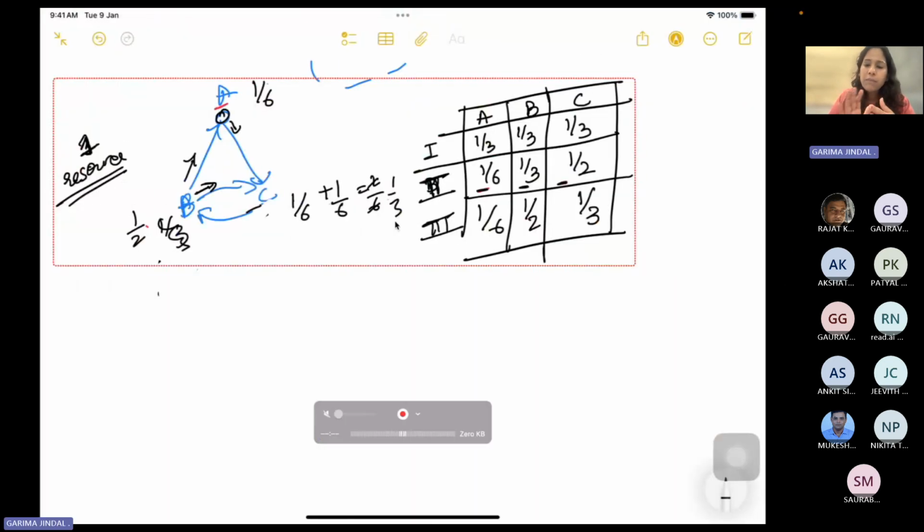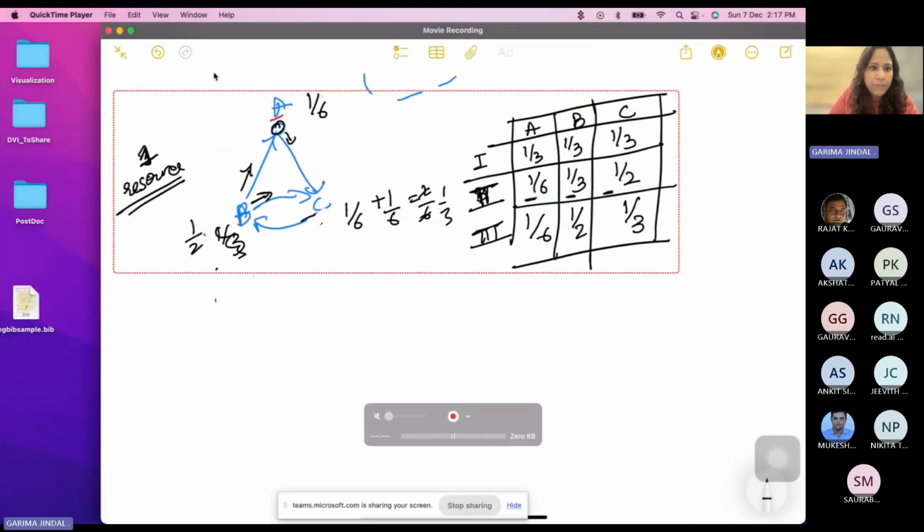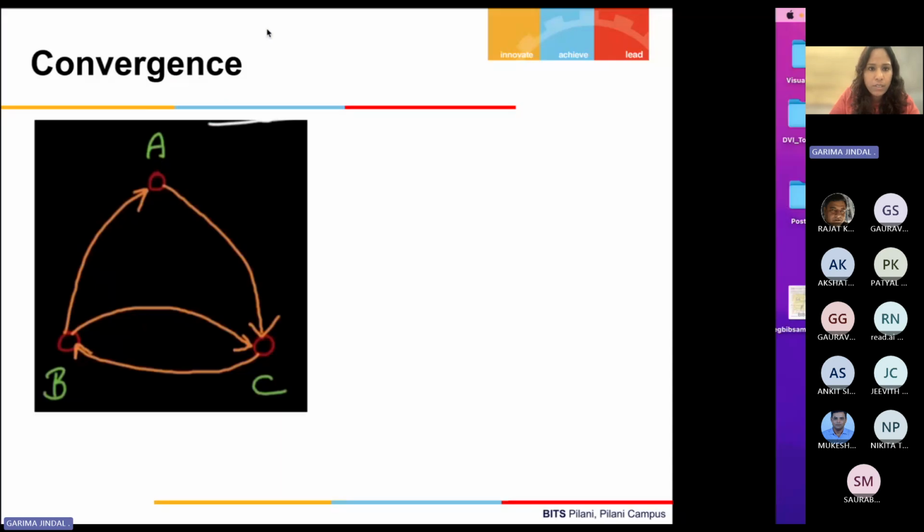Okay, so now what will happen in the network? This will keep on repeating. This distribution will keep on repeating, and there will be a point where the values will converge. The values will converge and there will be no further increment or decrement in the values. I want to show you this with the help of the Excel sheets. Let me open the Excel sheet.